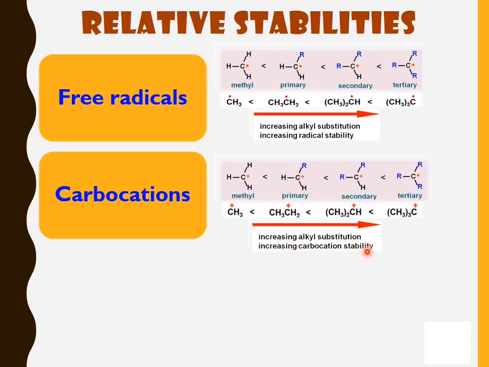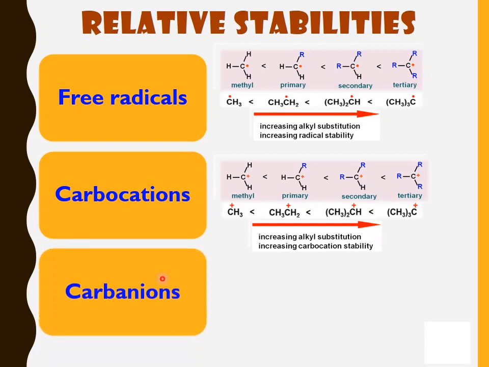Why does this happen? Carbocation is the same as free radical just now, because carbocation is electron deficient. They are stabilized by substituents such as alkyl group, which we know is CH3. And just now we know that alkyl group is an electron donating group. That's why if the number of alkyl groups increases, the stability of carbocation also increases.